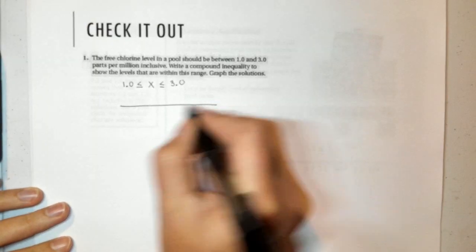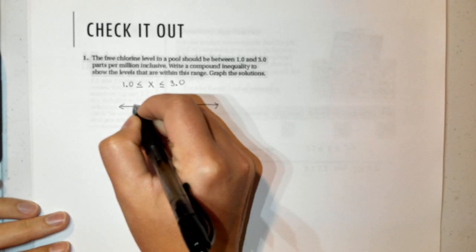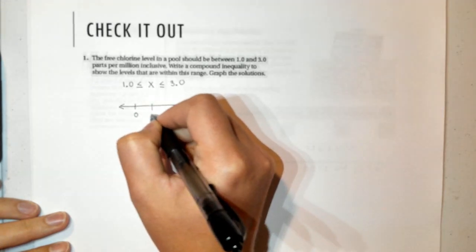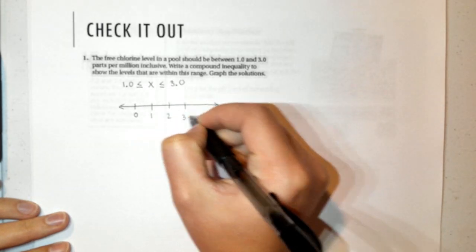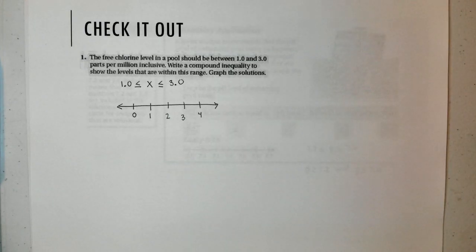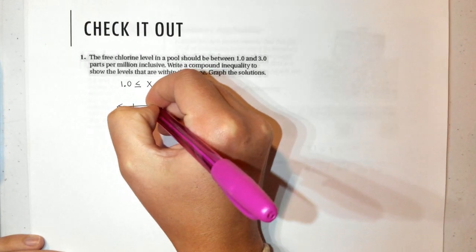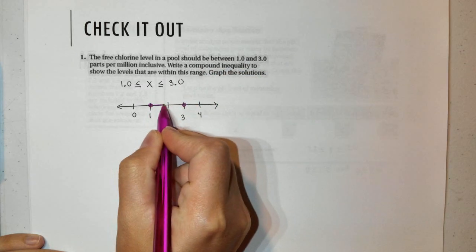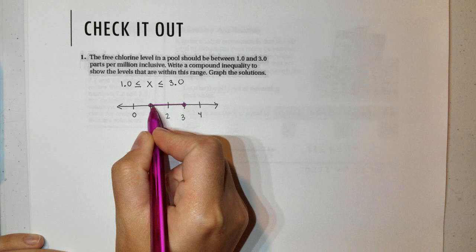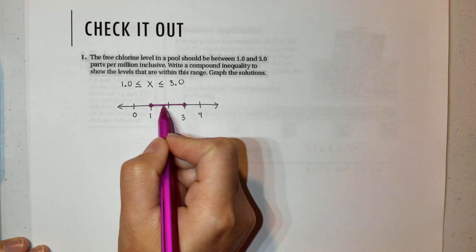So then to graph, we're going to have 0, 1, 2, 3, and 4. We're going to put a closed dot on 1, closed dot on 3, and we shade the space in between them. Okay, the solution set is only in between 1 and 3. So that is what our answer would look like.